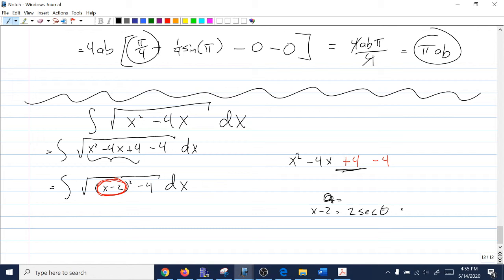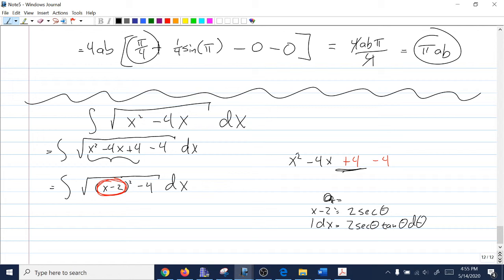That's going to be the write-up for my substitution. I can move the +2 to the other side if I really want to, but this is a fine thing to take the d of on both sides. Derivative of this is 1 dx equals the derivative of this, which is 2 secant theta tangent theta d theta. So dx becomes 2 secant theta tangent theta d theta.